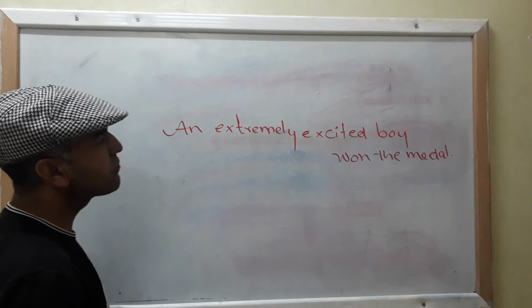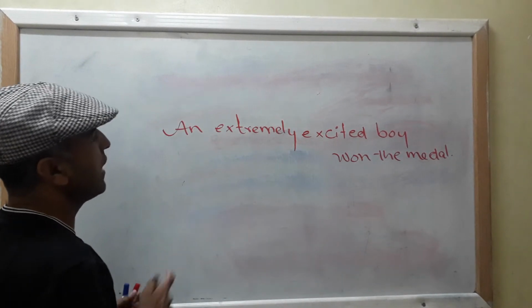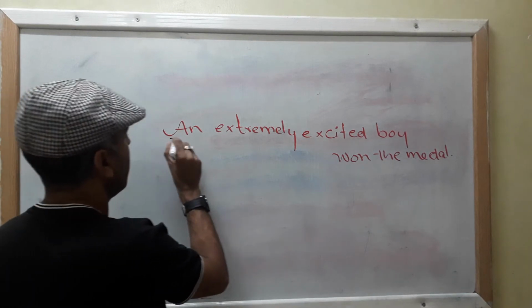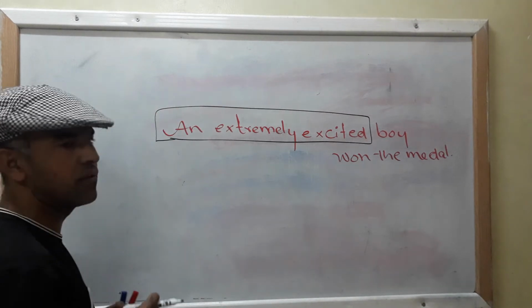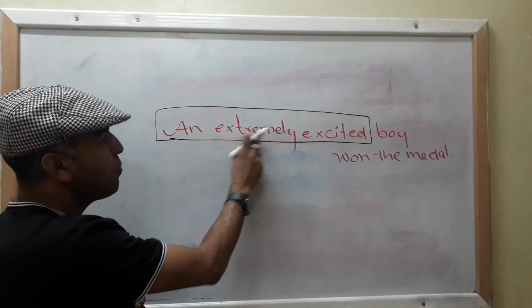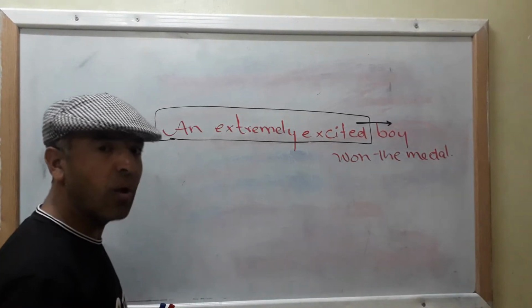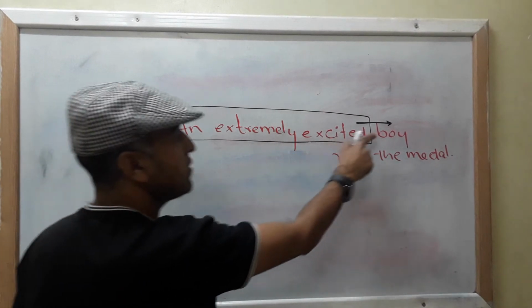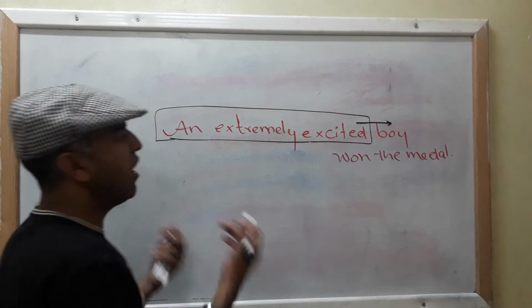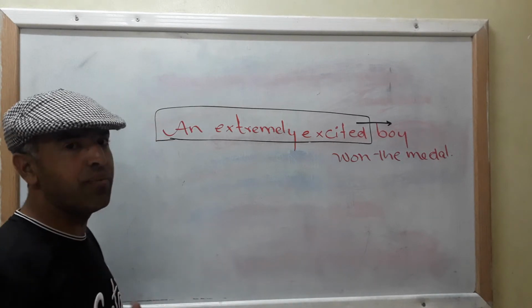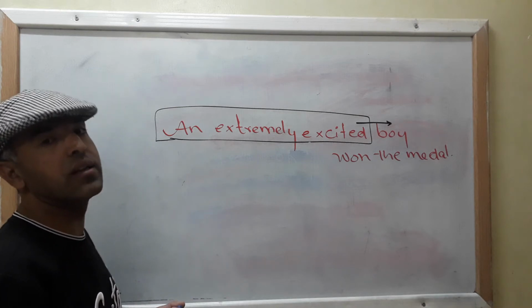Now look, this is an adjective phrase: an extremely excited boy. Why is it so? How can we claim that this is an adjective phrase? Because this group of words is modifying your noun, that is, boy. What type of boy? An extremely excited boy. As I told you, when the question "what" is put and you find an answer, that is your adjective phrase.